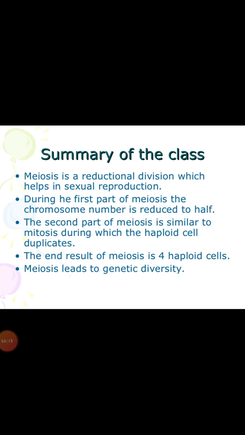So we'll see the summary of this lecture. Meiosis is a reductional division which helps in sexual reproduction. During the first part of meiosis, the chromosome number is reduced to half. The second part of meiosis is similar to mitosis, during which haploid cells duplicate. The end result of meiosis is four haploid cells. Meiosis leads to genetic diversity, and in this way we have seen this particular chapter, that is cell division. Thank you.